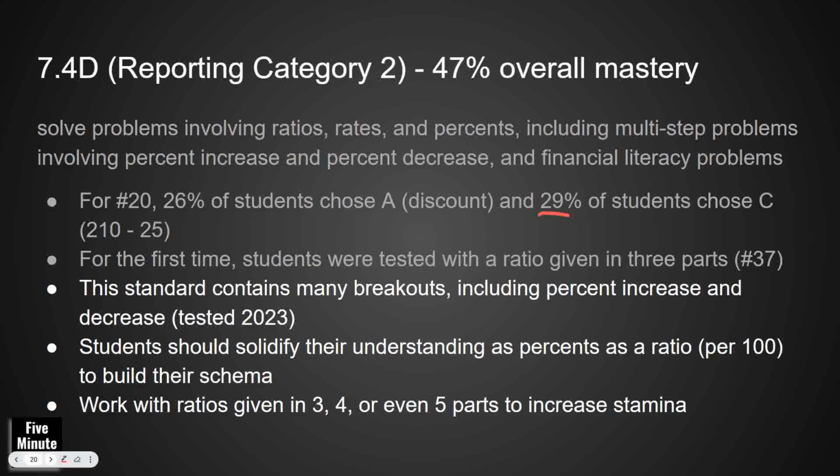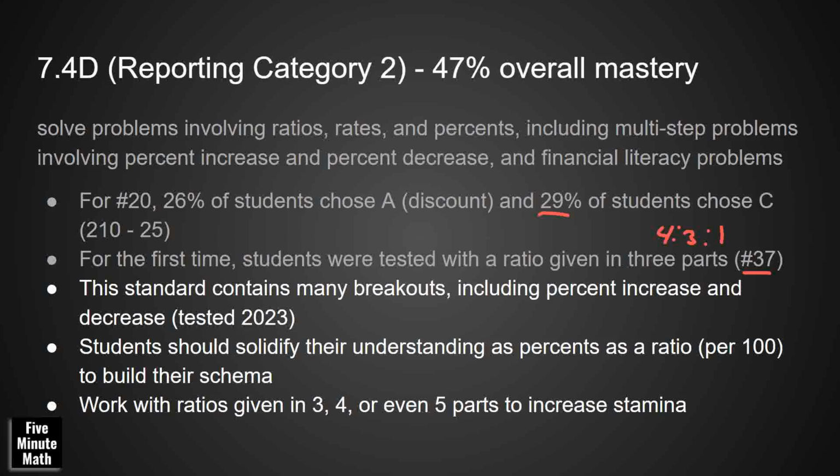And then for the first time, students were tested with a ratio given in three parts, that number 37, that 4 to 3 to 1. That might have thrown them off. Now, some might have just assumed that if it's a ratio in three parts, it works like a regular ratio in two parts, and that is correct. So some students are able to push through that, but that was something in which you never want your students to be surprised when they're taking a STAAR test. There should not be a problem that surprises them.